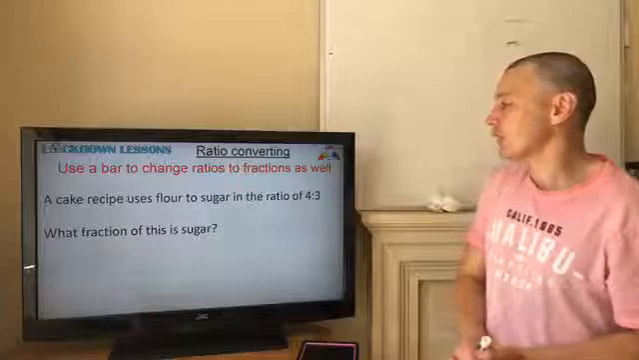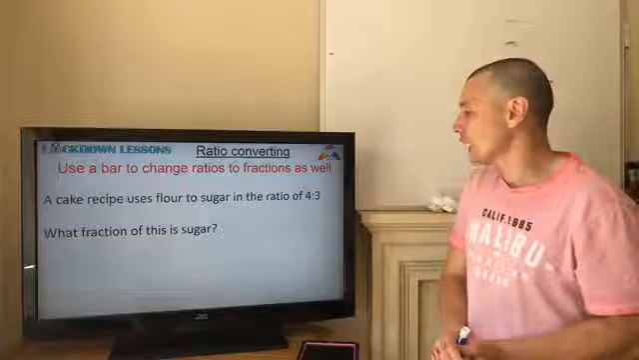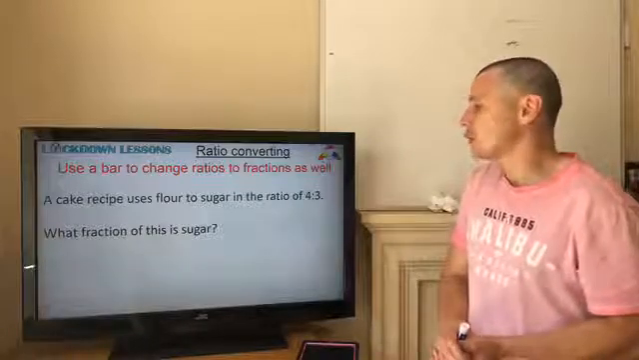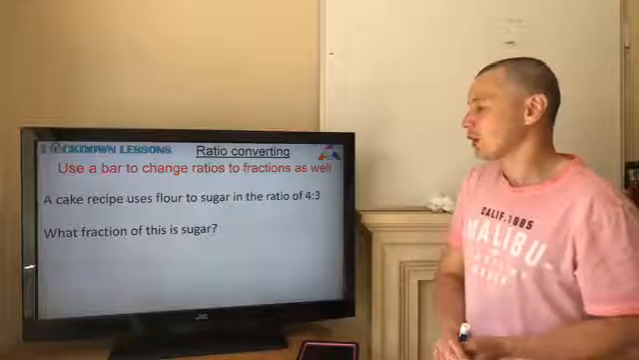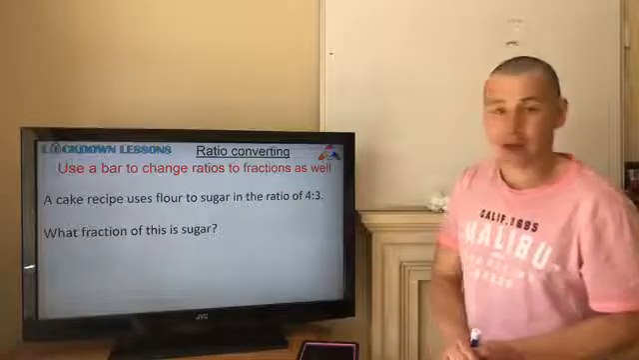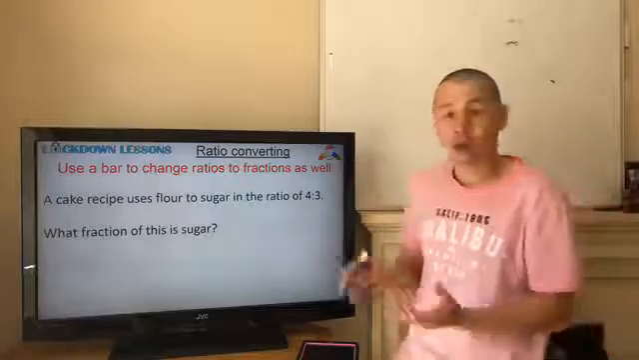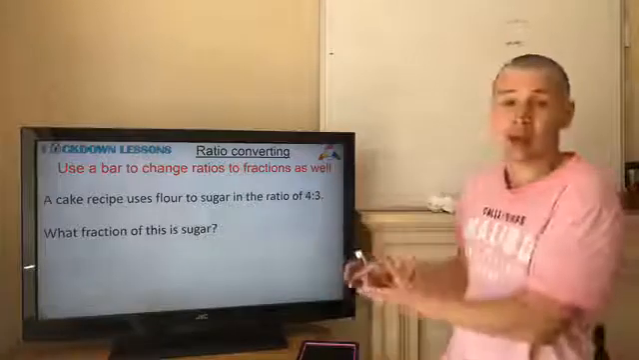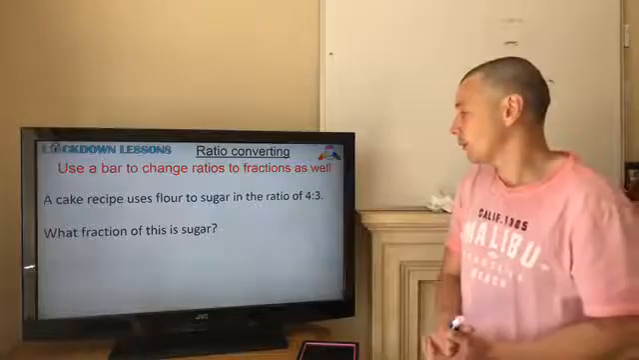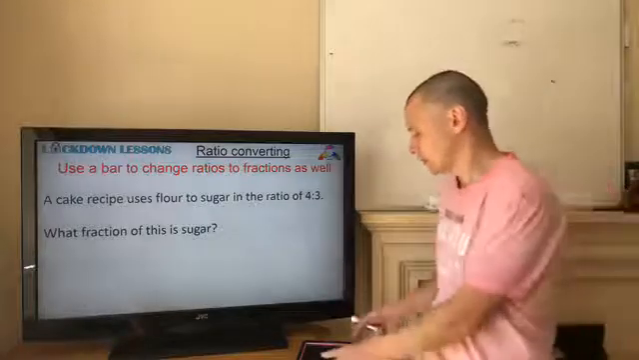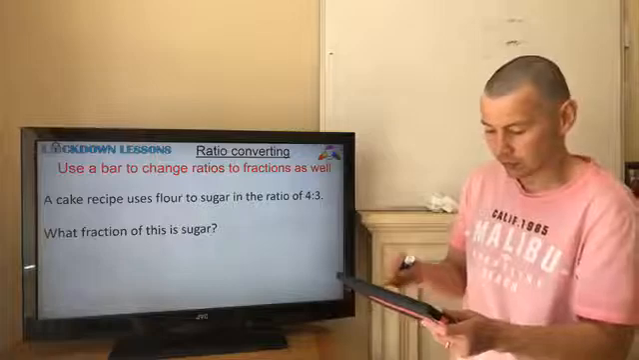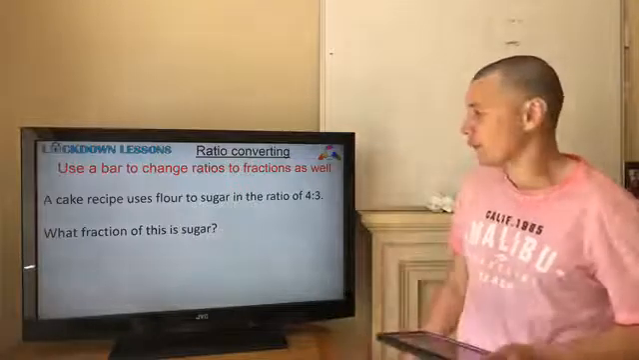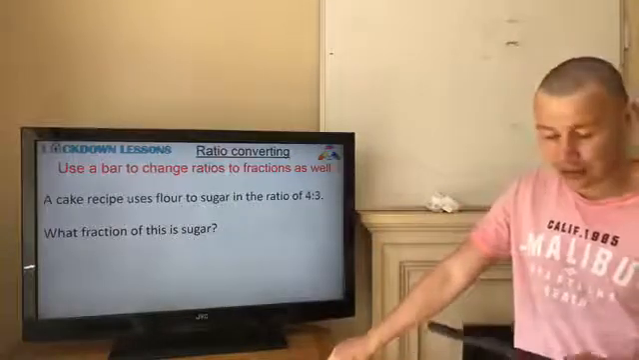So a cake recipe uses flour to sugar in the ratio of 4 to 3. What fraction of this is sugar? So if anyone thinks they know that, write it down in the chat. Or, if you're not sure straight away, use a bar to help you. So what fraction of this is sugar in that recipe?